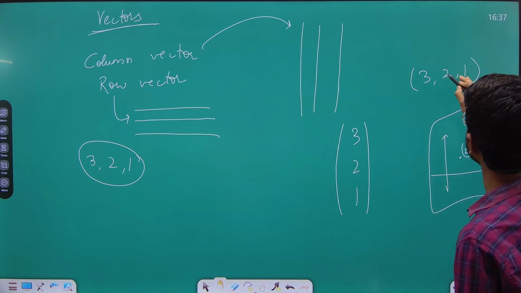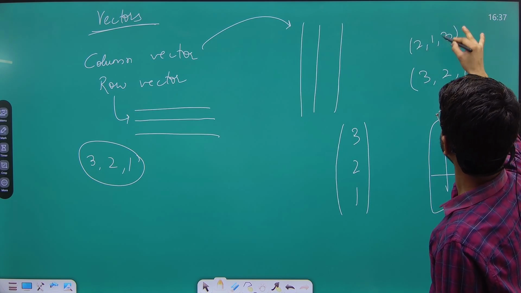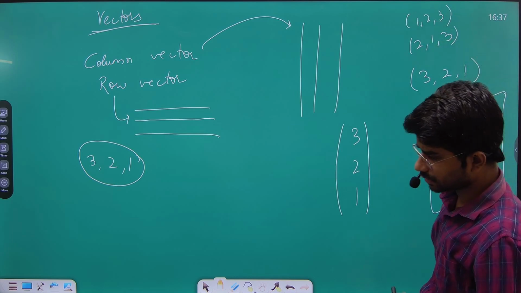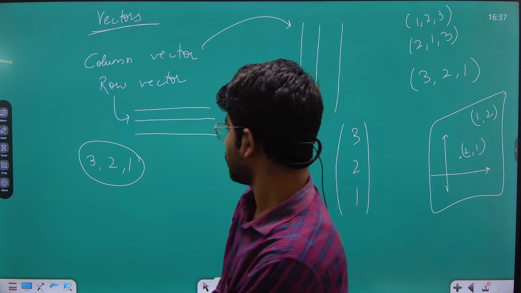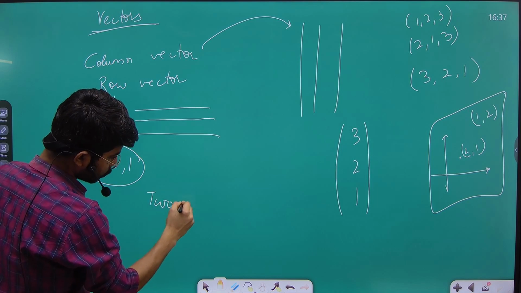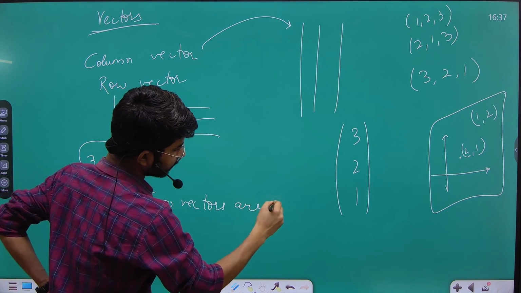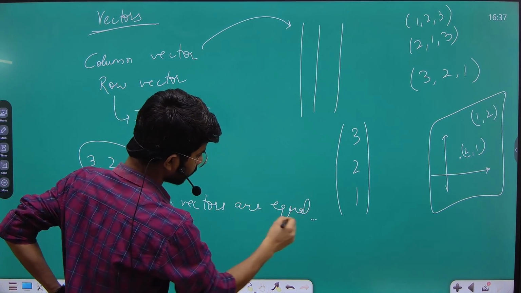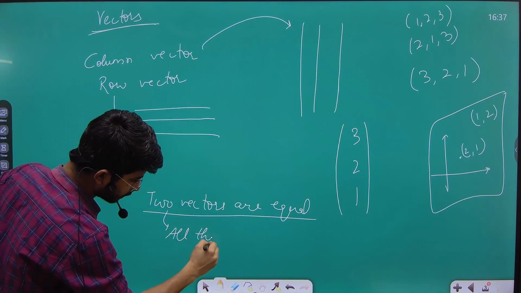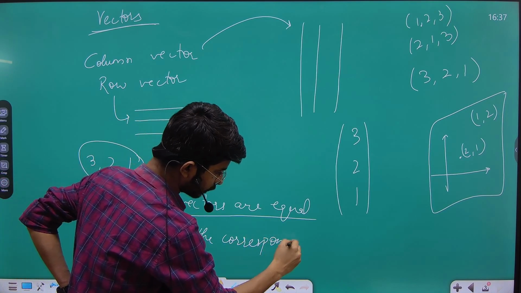That means the vector (3, 2, 1) is different from the vector (2, 1, 3). Similarly the vector (1, 2, 3) is different from these two vectors. Okay. Suppose we want to check whether two vectors are equal. If two vectors are equal, in that sense, you will have all the corresponding elements of the vectors being equal. Okay?